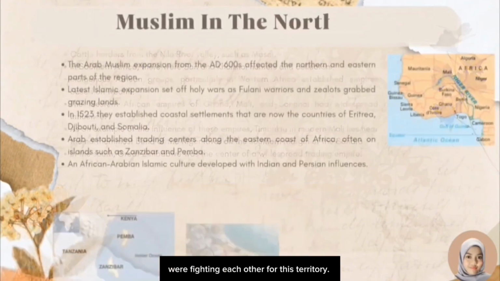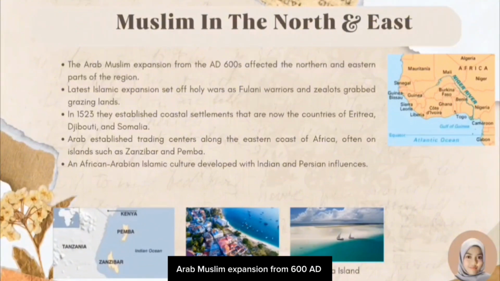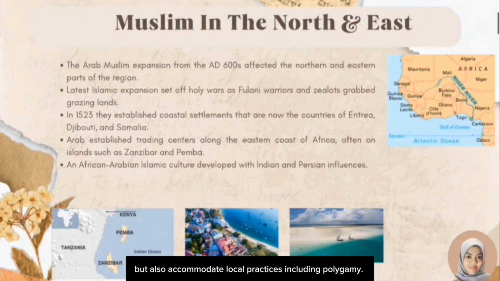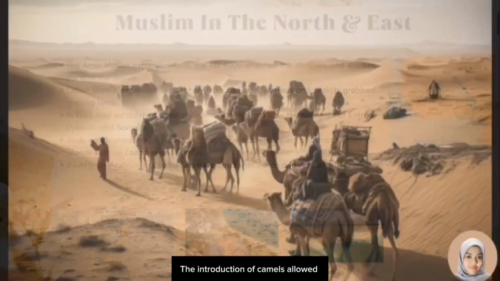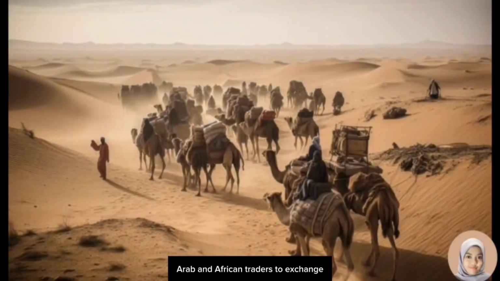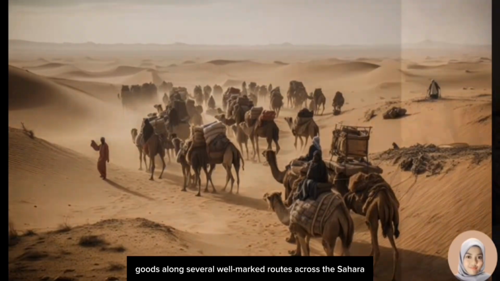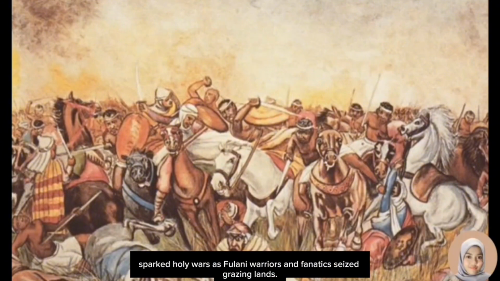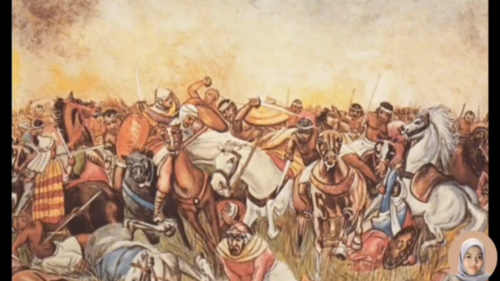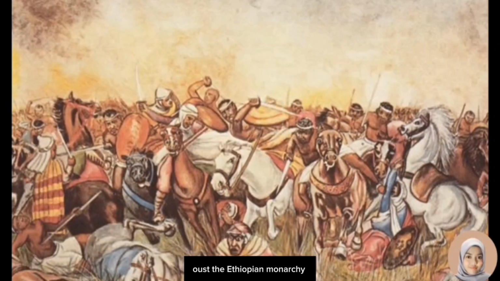this territory. Arab Muslim expansion from 600 AD affected the eastern and northern parts of the region. Muslims carried their Islamic religion but also accommodated local practices, including polygamy. The introduction of camels allowed Arab and African traders to exchange goods along several well-marked routes across the Sahara. The expansion of Islam later sparked holy wars as Fulani warriors and fanatics seized grassy lands. Although the Muslims failed to oust the Ethiopian monarchy on many occasions, they destroyed a large part of the region.